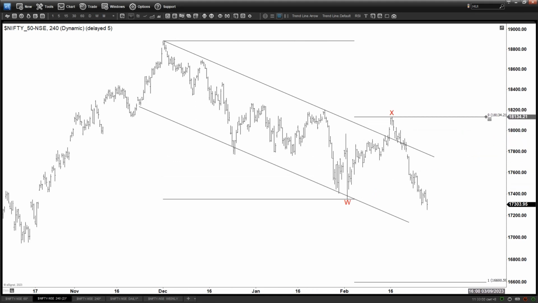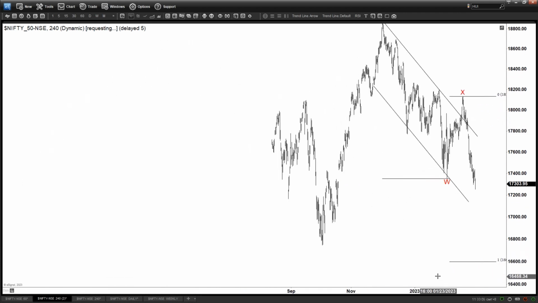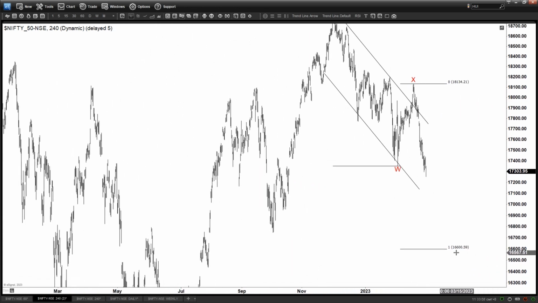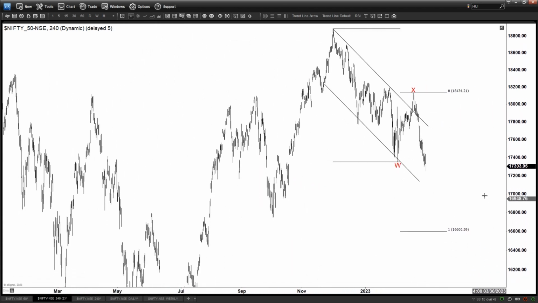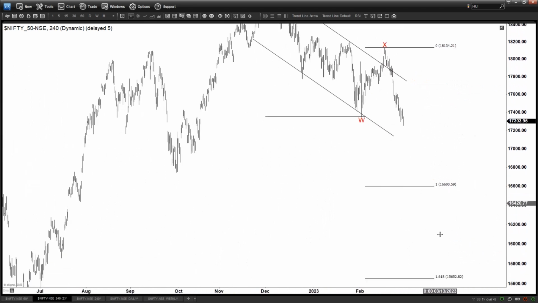Typically, it can go to the 100%, which is 16,000 in the case of the Nifty. Does it have to be exactly 16,000? Not necessarily, but guideline wise, usually it's between 100% to 161.8%. So 15,652 to 16,000 is a possible range to the downside.